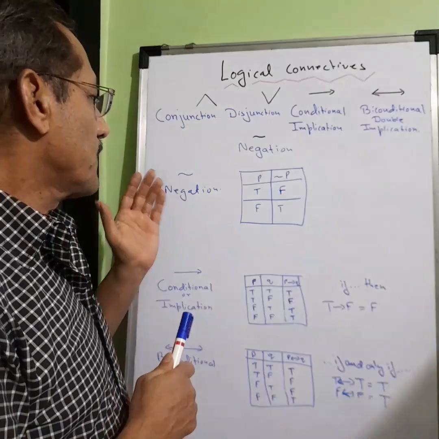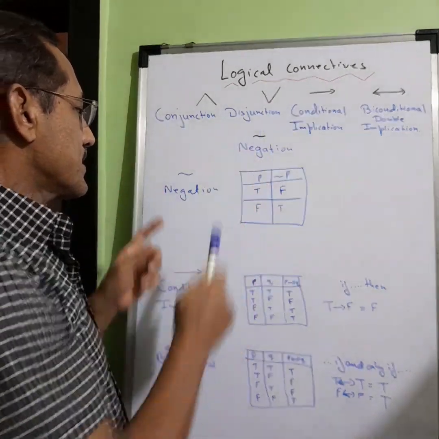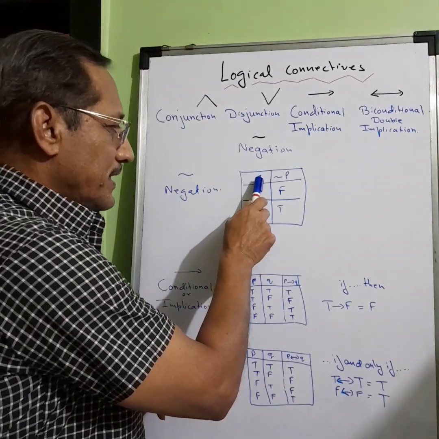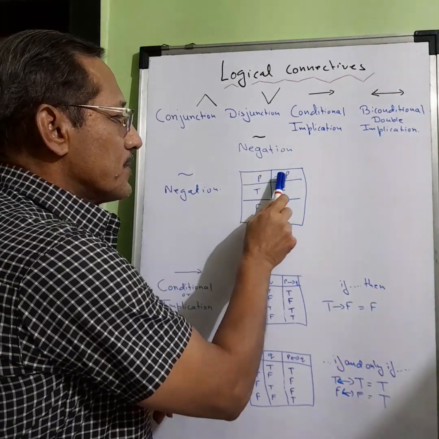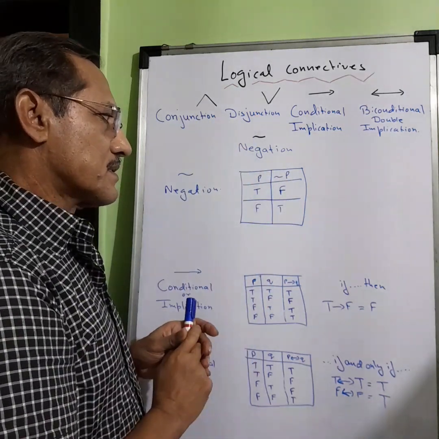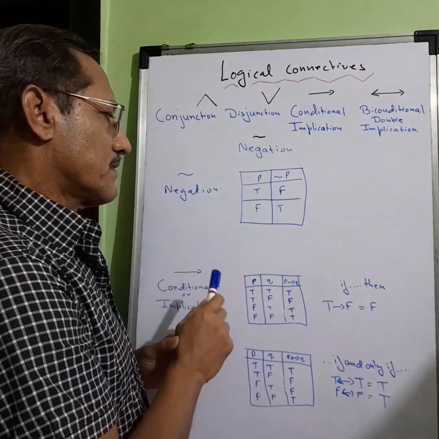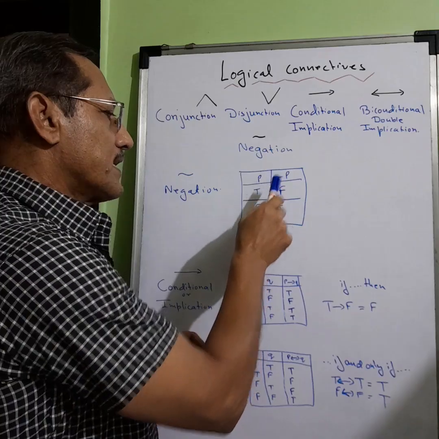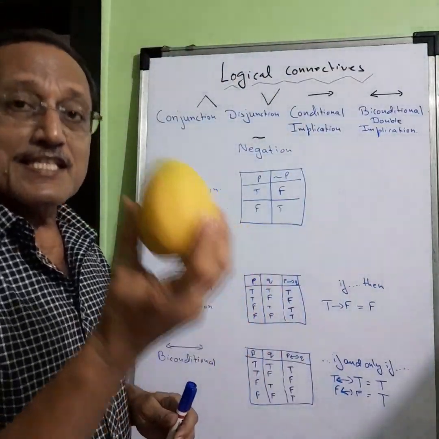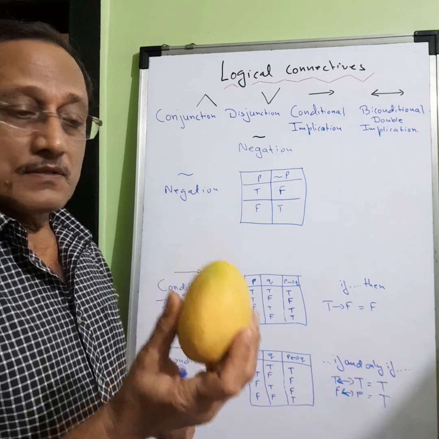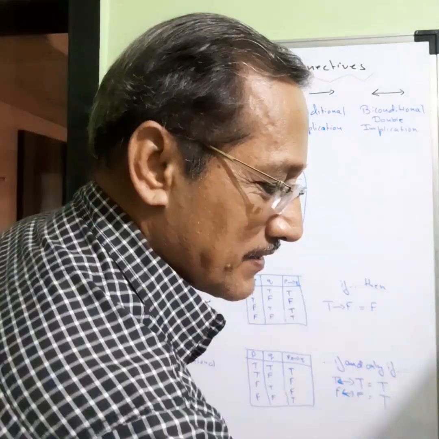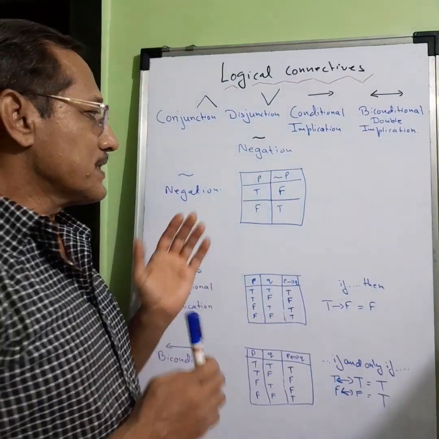Okay guys, finally let's get into negation. Negation is very simple, straightforward. If P is true, you put this sign, the symbol for negation, and it becomes false. And if it is false, you put negation to that, and it becomes true. If I say this is a mango, then negation is: this is not a mango. As simple as that. So that's what negation is.